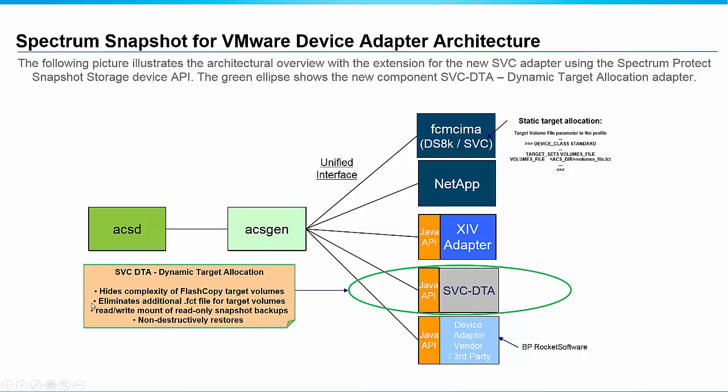Now, we've already talked a little bit about the ease of use, but one other feature I want to point out to you with the new DTA adapter is denoted down here at the bottom, and that is the fact that with the old adapter, it is possible to create a dependency chain where when you do a restore from a snapshot, you can interfere with some of the earlier snapshots in the dependency chain and thus not be able to use them to do a restore down the line. So that is called a destructive restore.